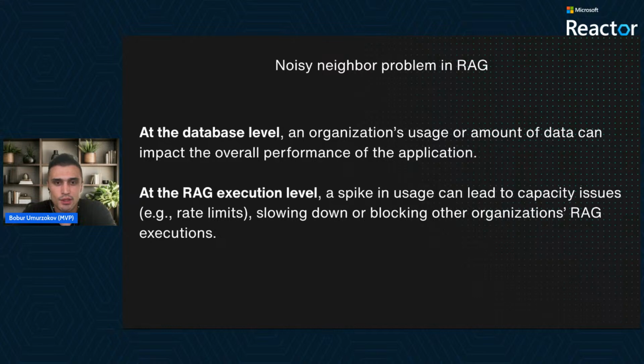While one organization's usage is very low, at the same time another organization is using a lot of data, and as a result, organization A is having performance issues. And the other is at the RAG execution level, for example, a spike in usage, like LLM model calls or API calls, can introduce rate limiting, which obviously slows down and blocks other users' RAG executions. If you think about using one RAG for multiple users, customers, or tenants, this is the big issue for RAG pipelines.